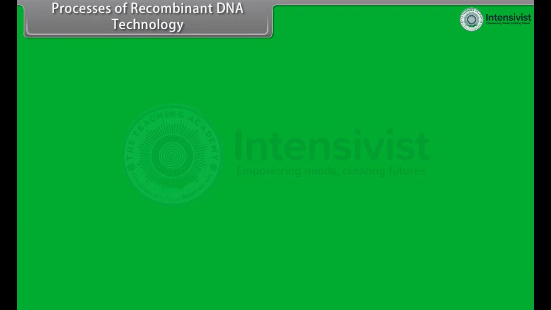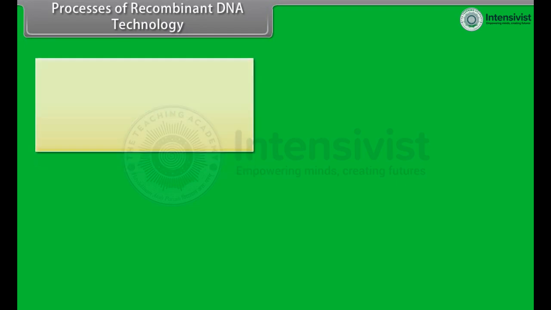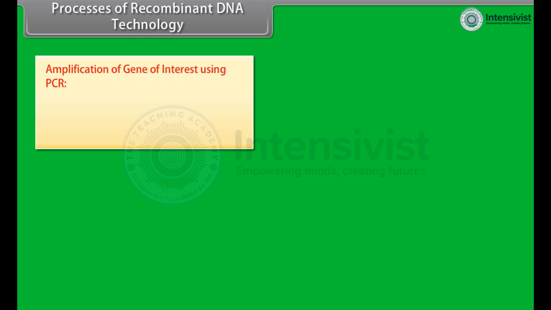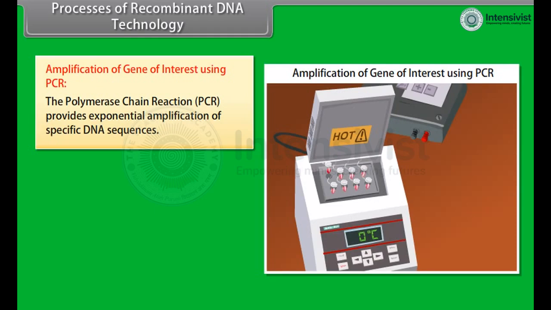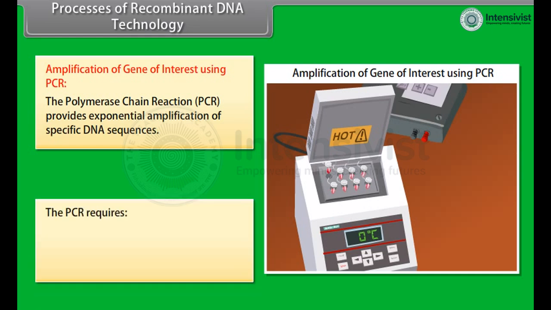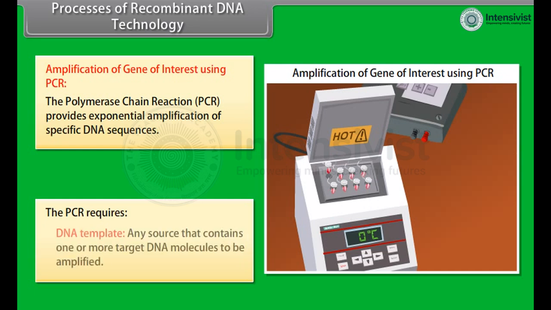Processes of recombinant DNA technology. Amplification of gene of interest using PCR. The polymerase chain reaction, PCR, provides exponential amplification of specific DNA sequences. The PCR requires DNA template: any source that contains one or more target DNA molecules to be amplified.